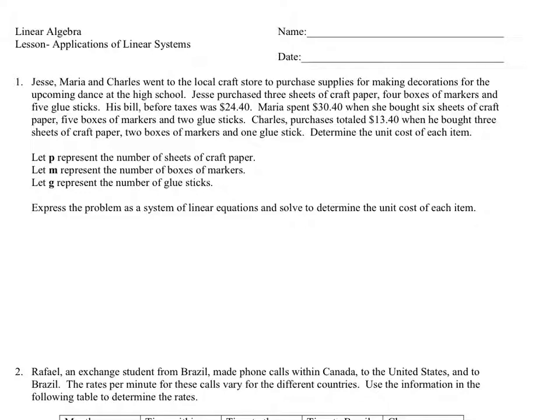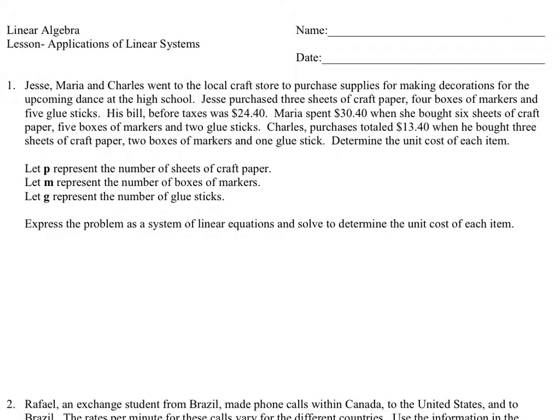All right. So we have Jesse, Maria, Charles went to the local craft store to purchase supplies for making decorations for the upcoming dance at the high school. And of course, they were thinking matrices and linear algebra when coming up with all this stuff. Jesse purchased 3 sheets of craft paper, 4 boxes of markers, and 5 glue sticks. All right. So right back to algebra 1 here. 3 sheets of craft paper, which is P, 4 boxes of markers, and 5 glue sticks.